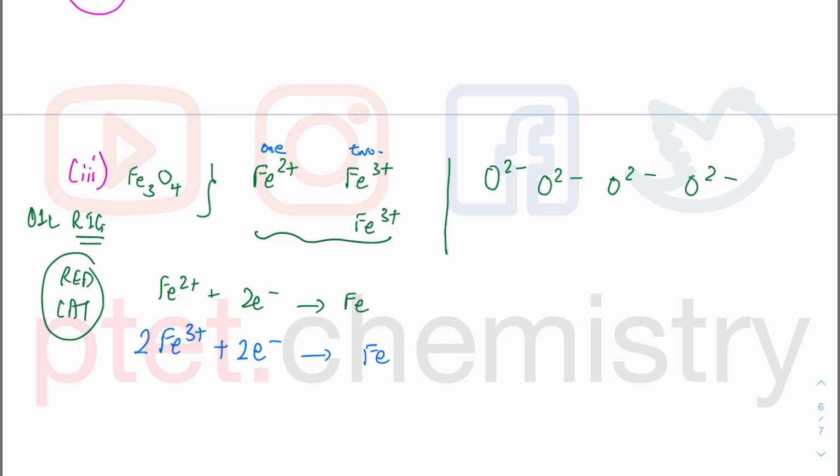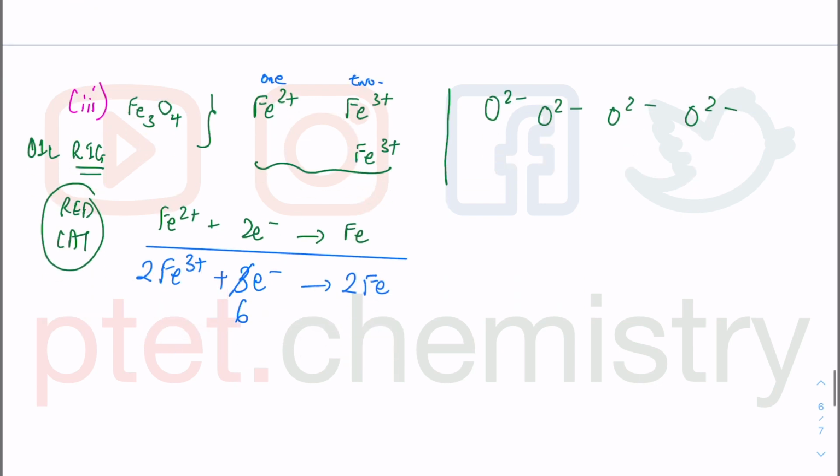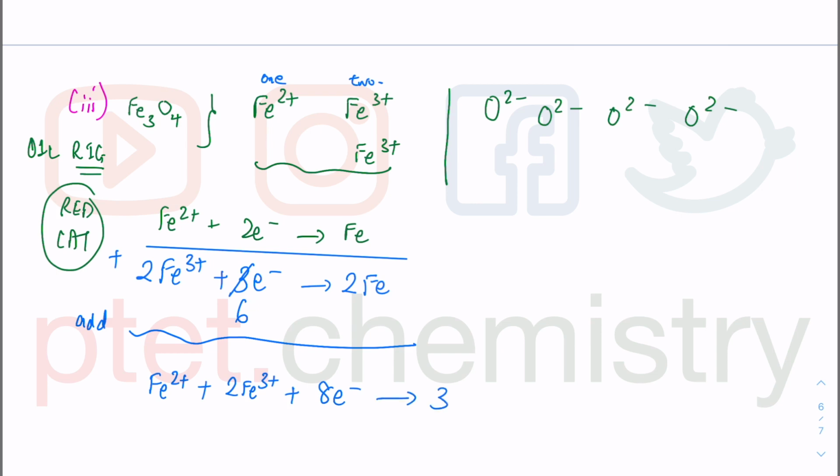That doesn't look right. Hang on. Fe3+ needs 3 electrons to go to Fe, but then I need 2 of that because I have 2 Fe3+, so I need 6 electrons. Because what I have is a mixture of both Fe2+ and Fe3+, I have Fe2+ plus 2 Fe3+, so I add them together, sum them up, then I will need 8 electrons because 2 and 6 electrons give me 8 electrons, and I'll get 3 Fe.